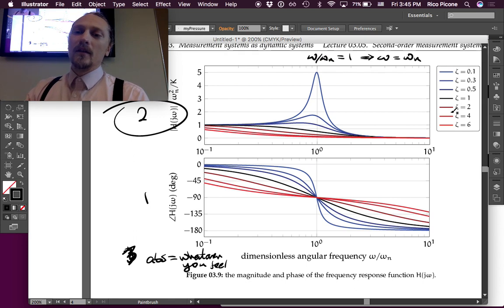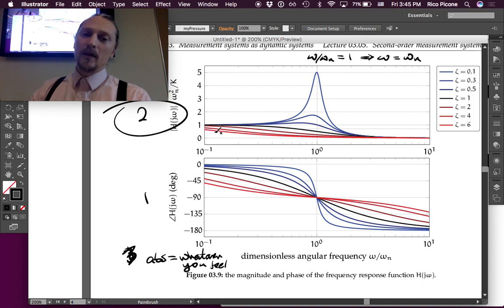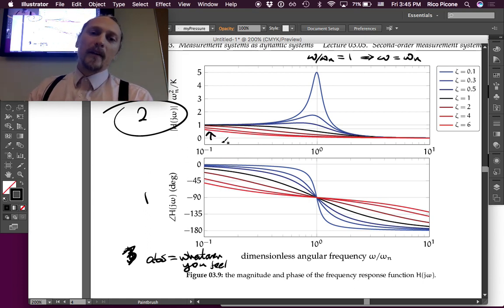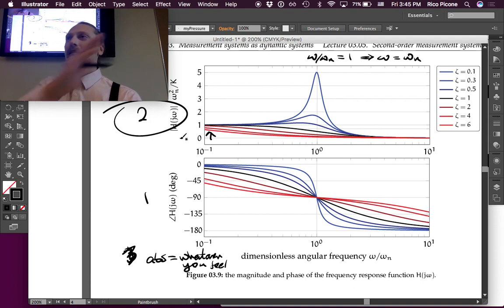We don't like overdamped systems, not just because they're super slow, but also because look at the magnitude ratio at low frequencies. That's not 1. You'd have to go to really, really low frequency. This is a log scale, so you can never get to 0 on it. Just keep going down by a factor of 10 forever.